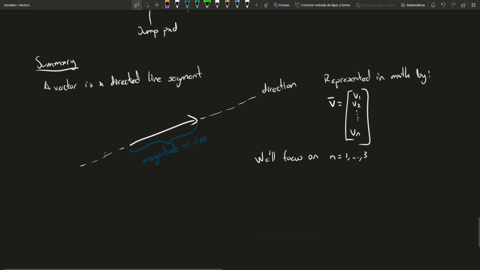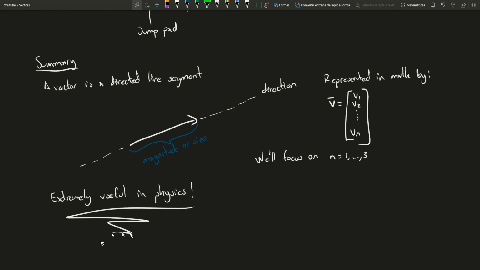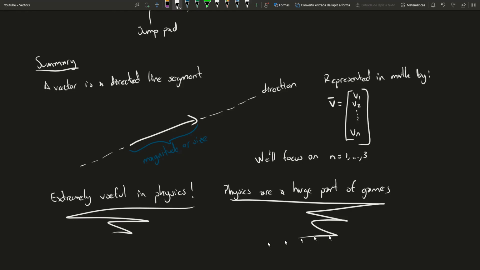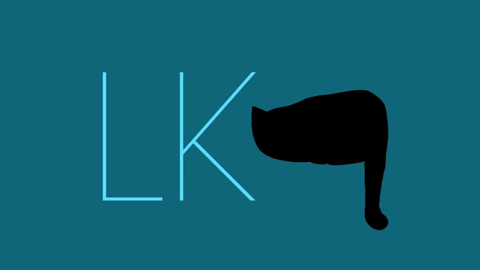A vector of up to 3 dimensions has a geometric representation, which is the arrow. For dimensions 4 and beyond, the vector no longer has a geometric representation. The best reason I can give you for studying them is that they're extremely useful in both classical physics and math. Of course, I don't need to tell you that both, particularly physics, are a huge part of video games.